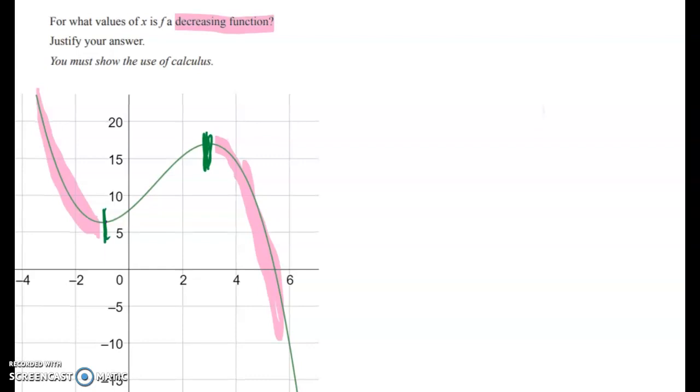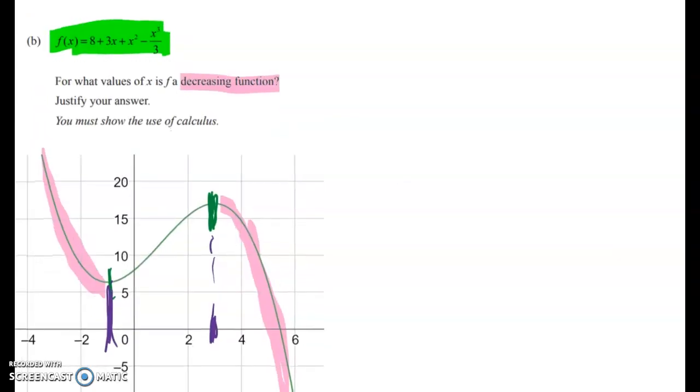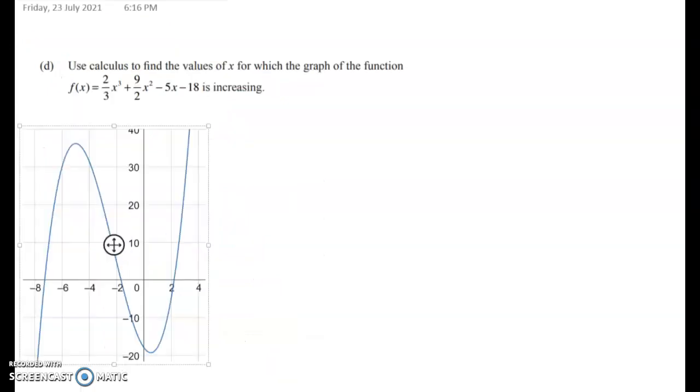Yep, that matches exactly, right? So I deliberately made it that you couldn't just read the values off totally from here, but you can see that that looks perfect. Just notice that it always says in the level 2 exam you must show the use of calculus. Okay, so you can't just use your knowledge of graphing features.